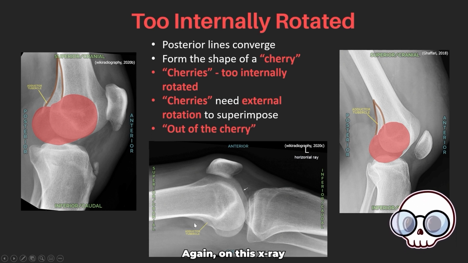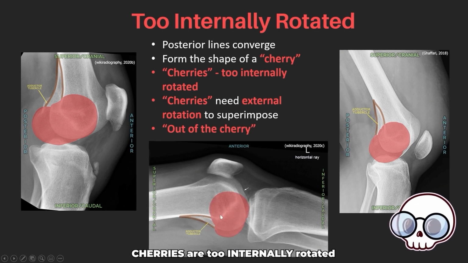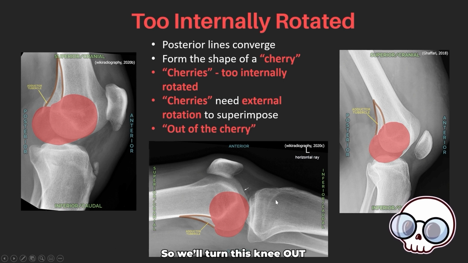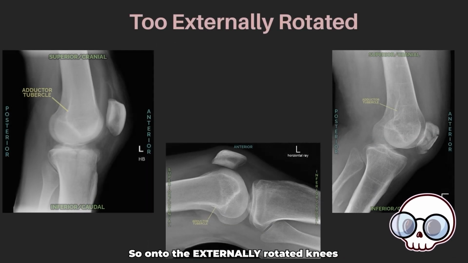Again, on this X-ray, the posterior lines eventually meet here, so it's a cherry. Cherries are too internally rotated. We remember the phrase out of the cherry, so we'll turn this knee out or externally rotate it to fix positioning. So onto the externally rotated knees.